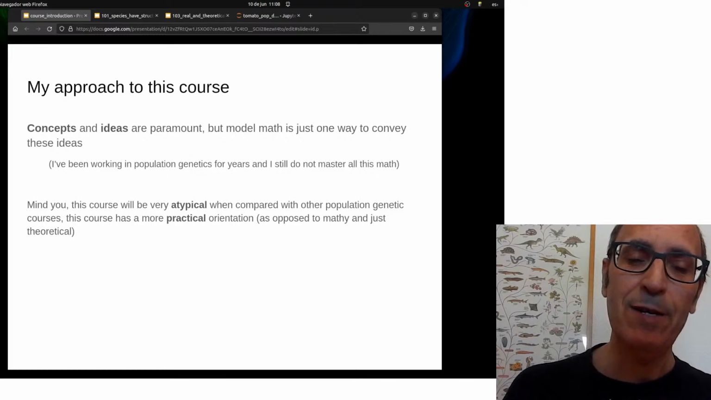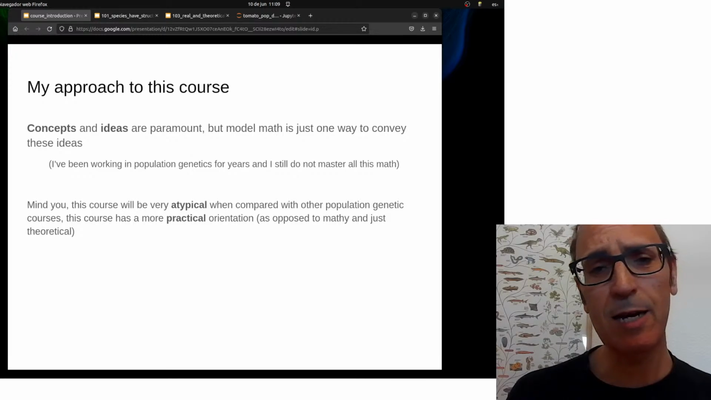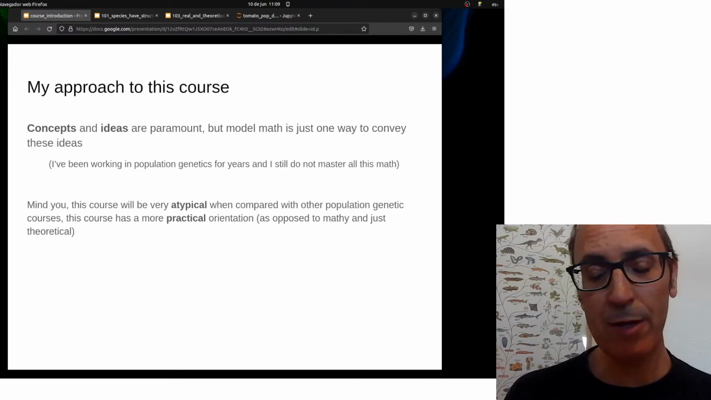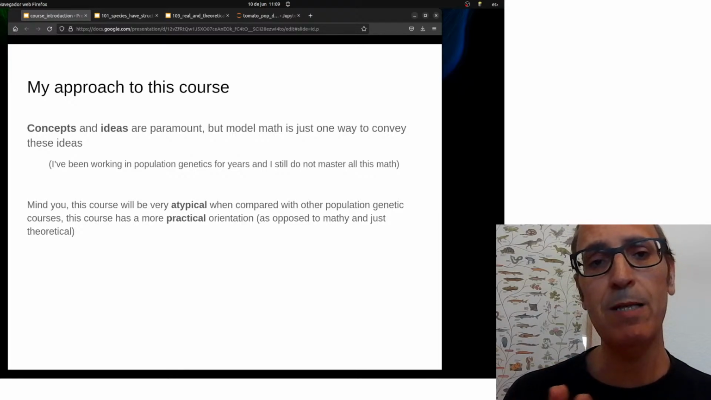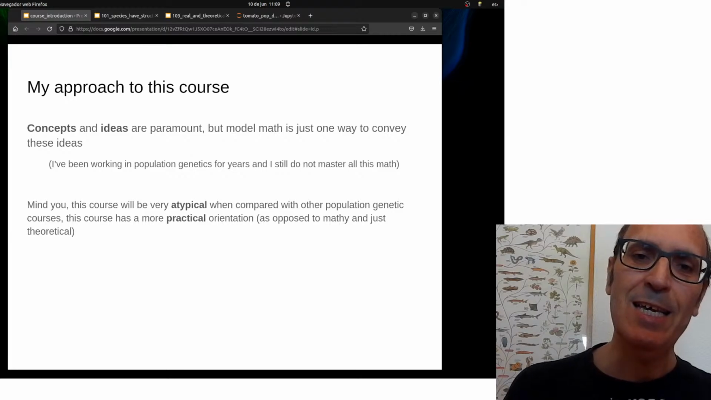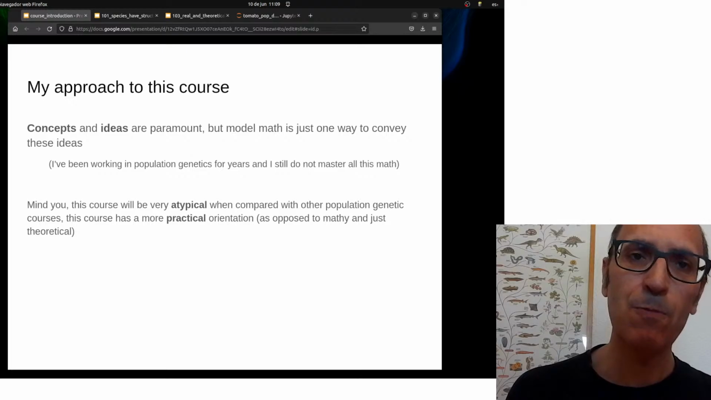This is a very atypical approach, okay? Because we will be very much centered on practical topics, while most books in population genetics are concerned with theoretical topics. Theoretical topics, I think, are very important and very interesting, but also practical problems have to be solved nowadays, and those are not that well covered in other population genetics courses. That is the main aim of why I'm doing this.